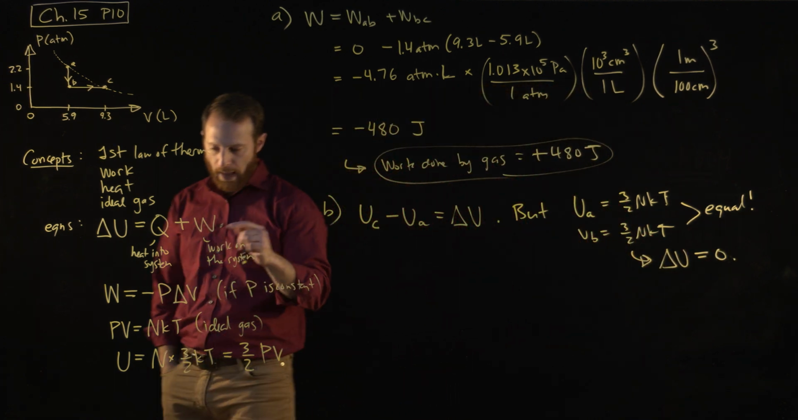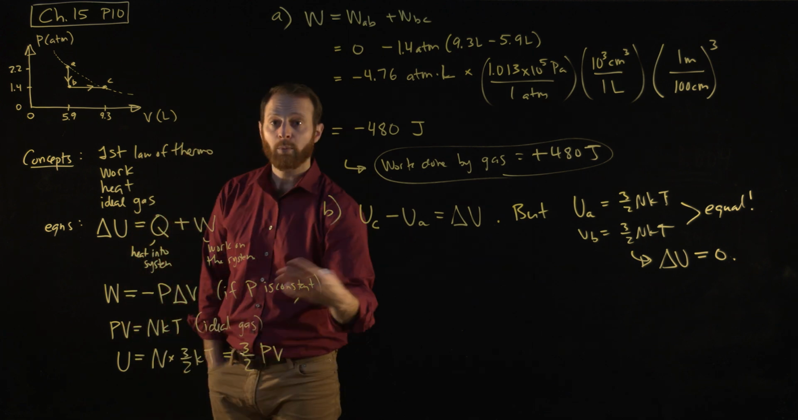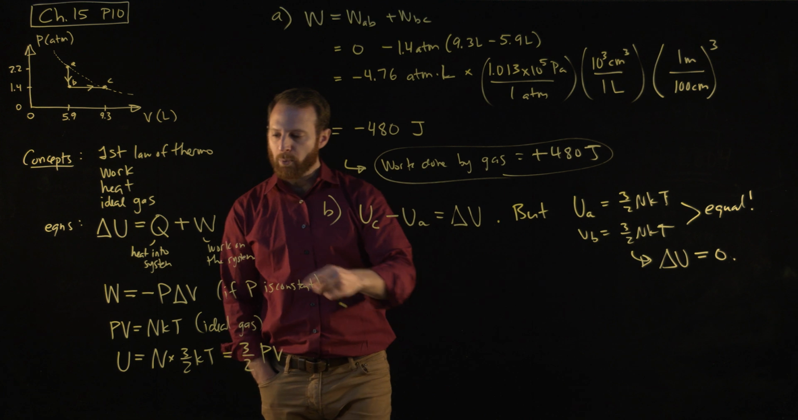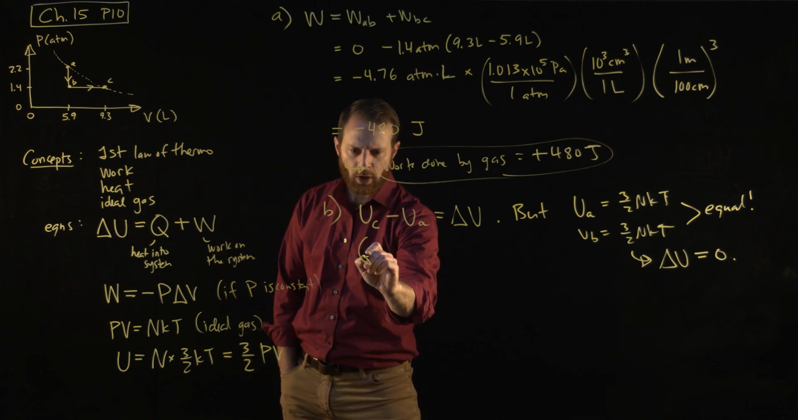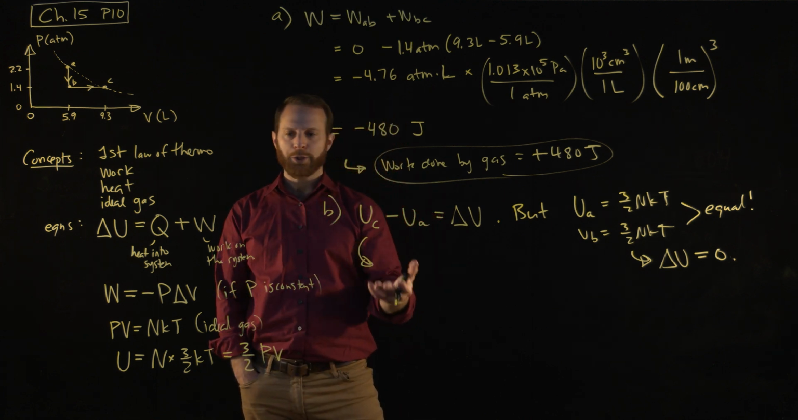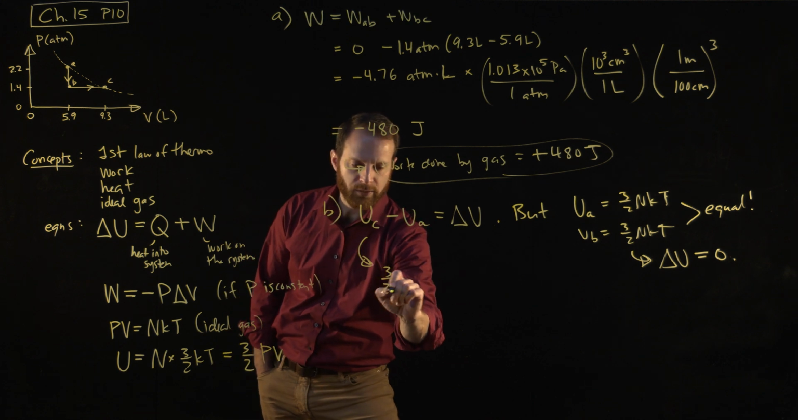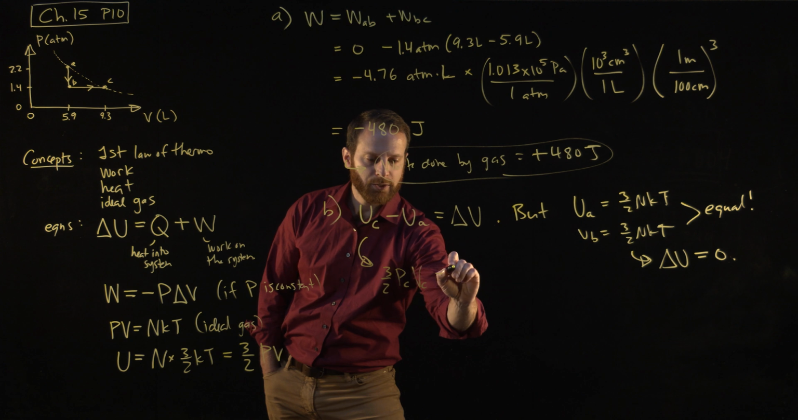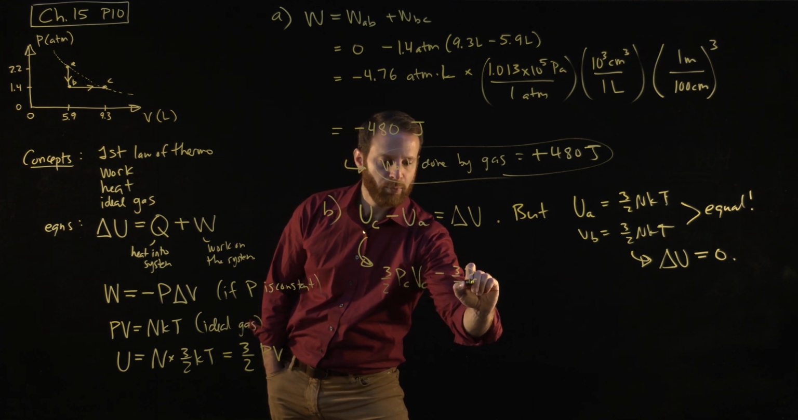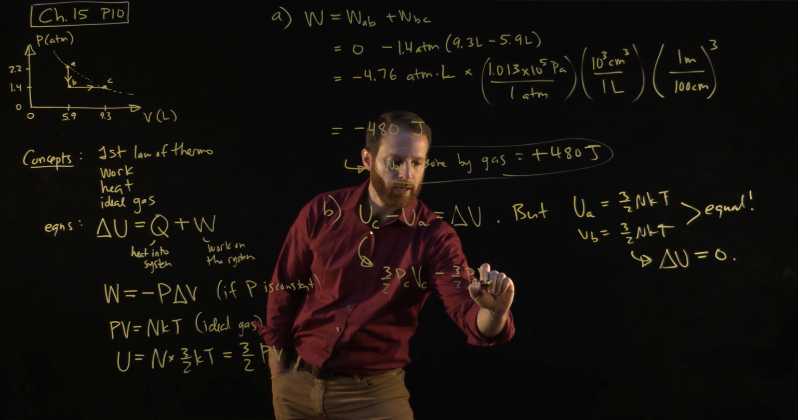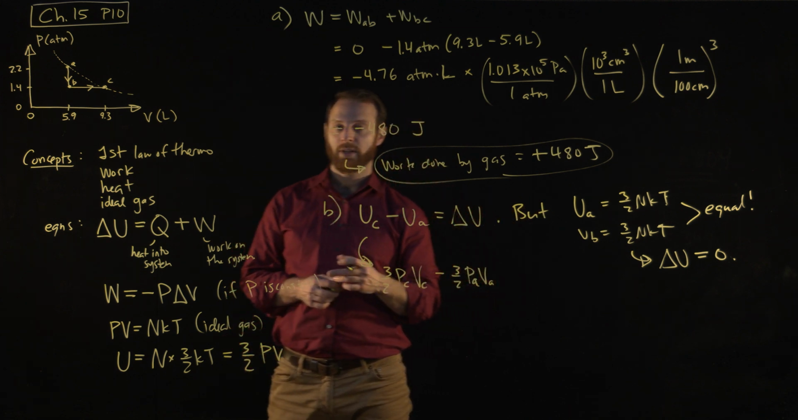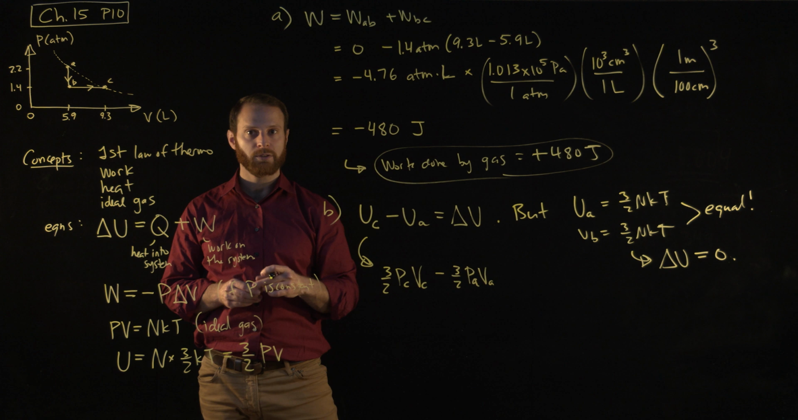If you don't like that, what you could do is assume that it's an approximately ideal gas sitting in this container. Why don't we go ahead and do that with the longer method? UC, the energy at point C, this would be 3/2 times the pressure at point C times the volume at point C minus 3/2 times the pressure at point A times the volume at point A. And this should be approximately 0, to within a rounding error.